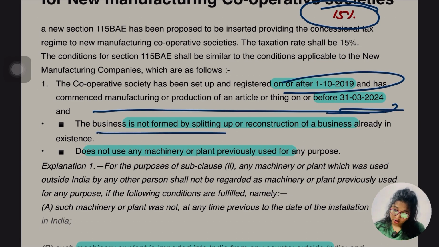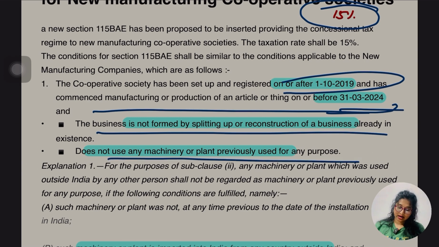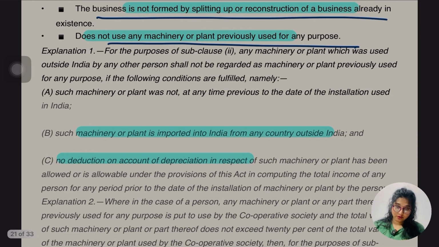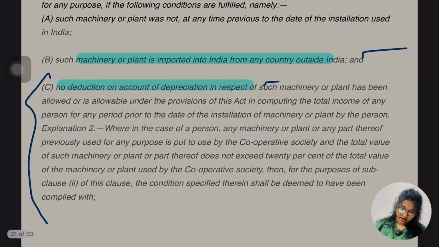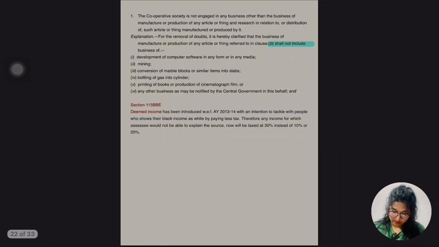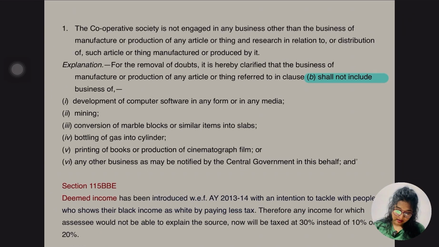The business should not be formed by splitting up or reconstruction, and it cannot use plant and machinery which is used by any other person. And what was the exception? Outside, 20%, and these are the same deductions which cannot be allowed. Okay, and yes, this is the main thing which let me read.